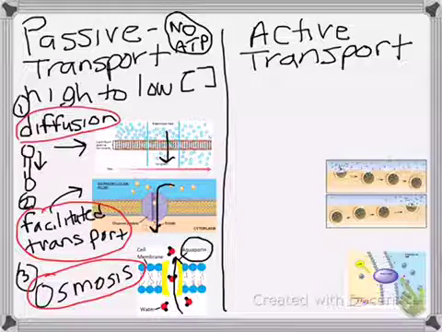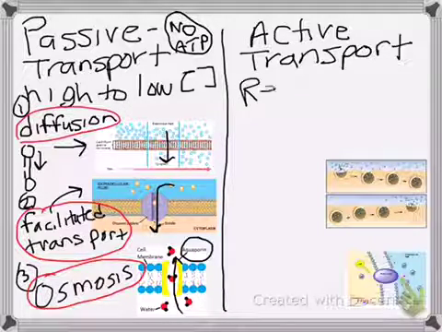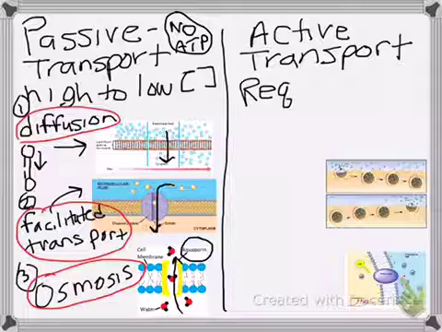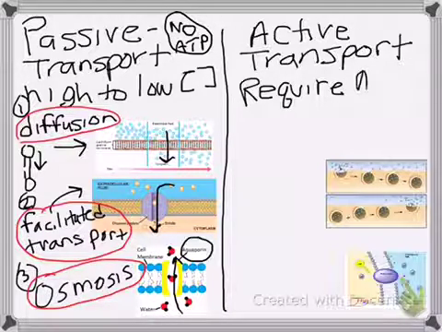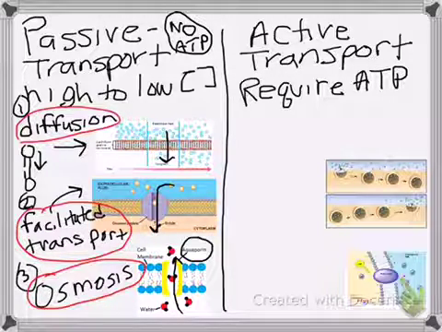The other type of transport we talked about was active transport. Active transport does require energy. The type of energy it requires is ATP. And there's three types of active transport. One is endocytosis.